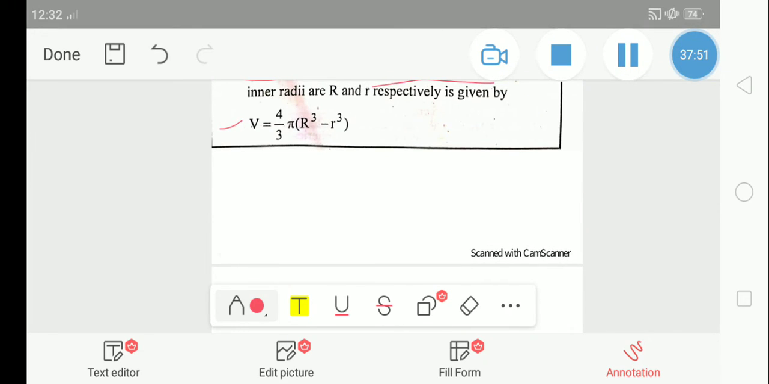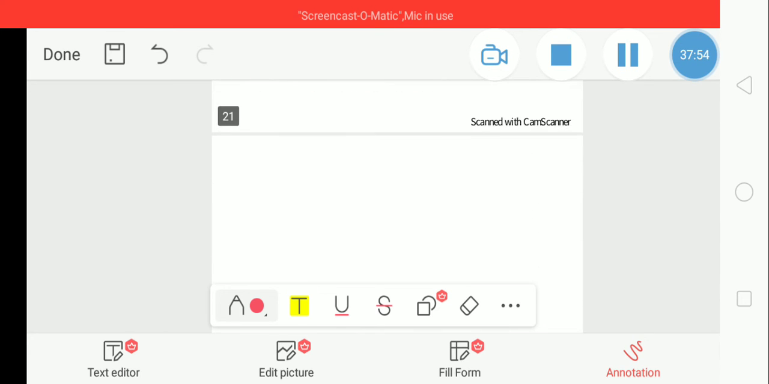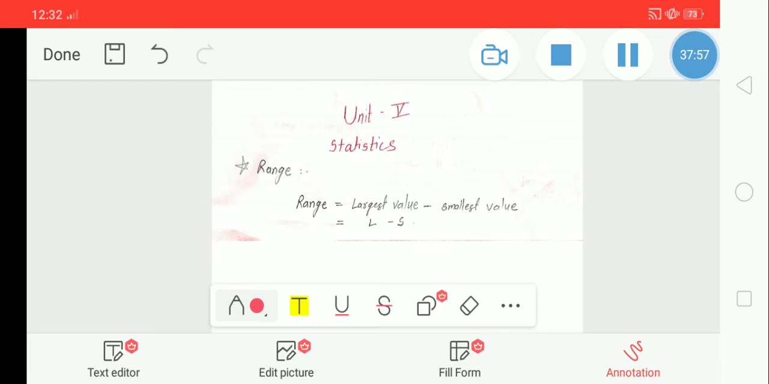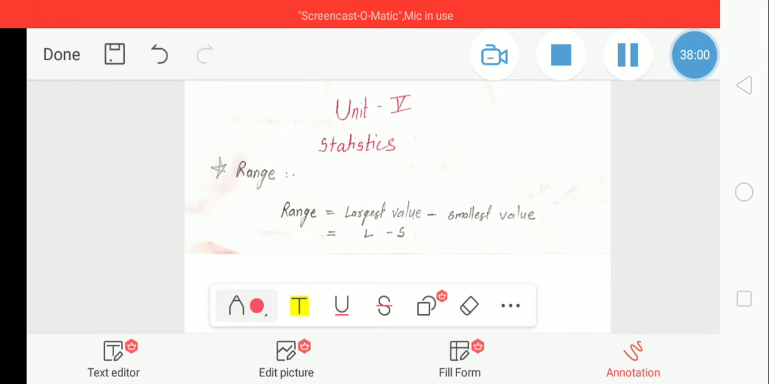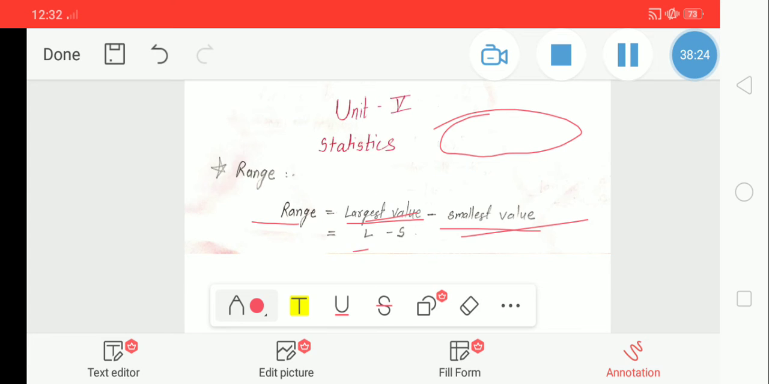Now here our unit 4 is completed. Now start unit 5, that is statistics. Now in this unit we are finding the range and also finding mean, median. First we are finding the range. We know how to find range. So range is equal to largest value minus smallest value, that is L minus S. L is the largest value and S is the smallest value. So they give range of that distribution.